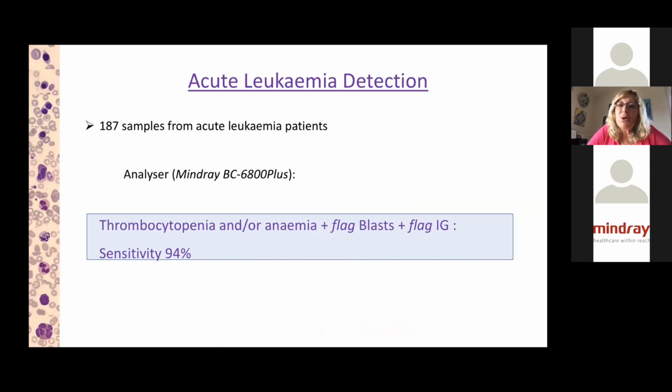So in the acute leukemia detection, we analyzed 187 samples with the Mindray BC-6800 Plus analyzer, and we demonstrated that when we found low platelet count and/or anemia plus flag blasts plus flag immature granulocytes, the sensitivity for the detection of acute leukemia was 94%.